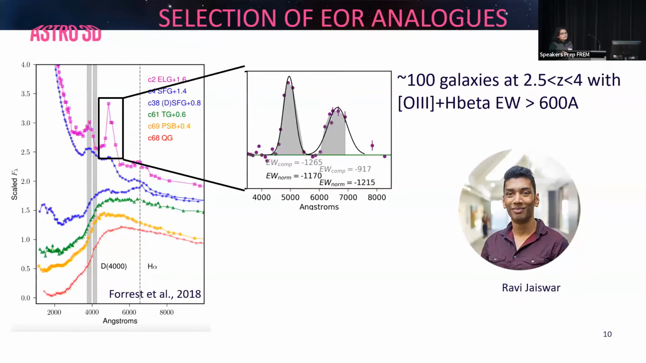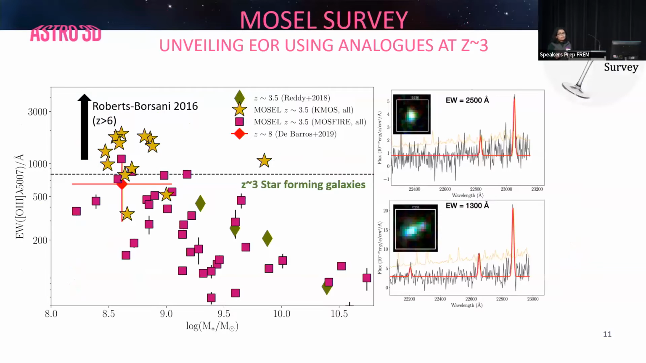What I did was we targeted a subset of these galaxies with the KMOS spectrograph on VLT and the MOSFIRE spectrograph on the Keck telescope to confirm whether our photometric selection technique worked or not. For the MOSFIRE sample, we were targeting galaxies with a range of photometrically selected [OIII] equivalent width. But for the KMOS sample, which are these golden stars, they were particularly targeting the highest [OIII] emitters from photometrically selected [OIII] emitters. And this plot shows the [OIII] equivalent width versus stellar mass relation for the KMOS and the MOSFIRE samples, the golden stars and the purple squares.